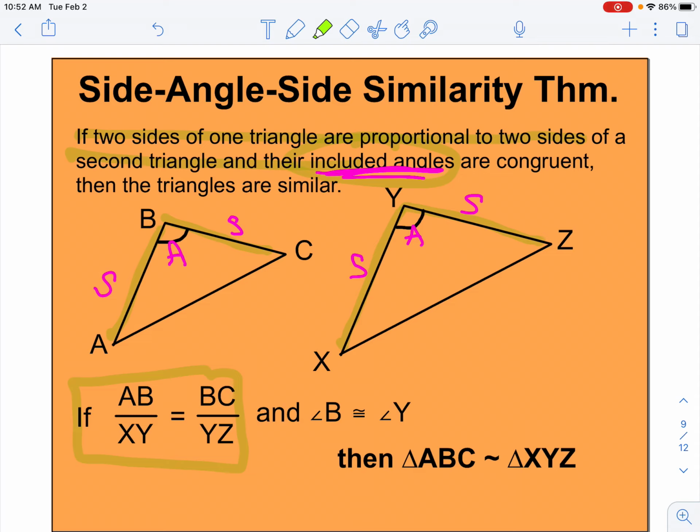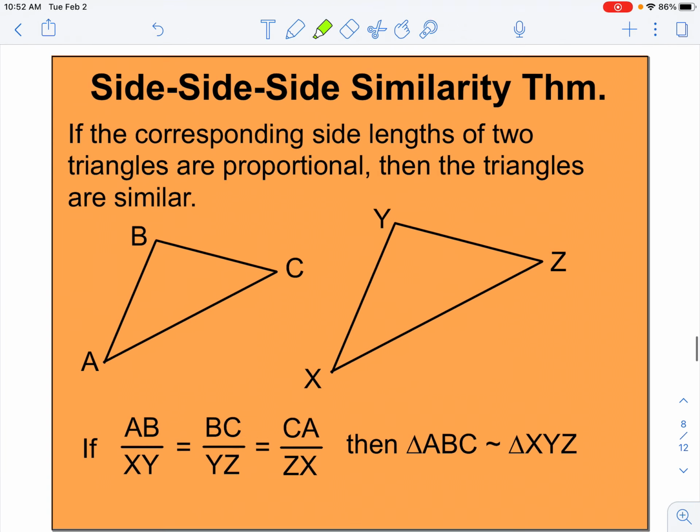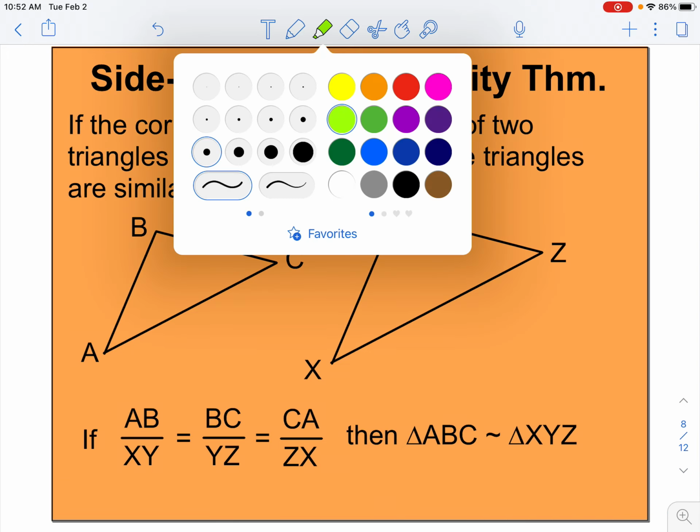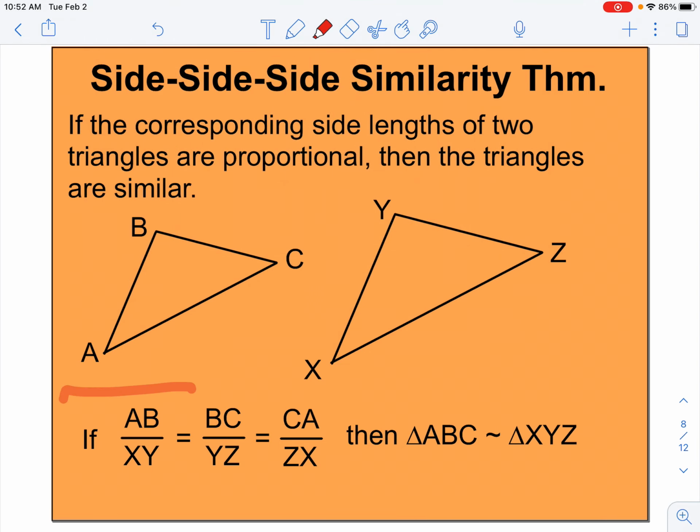And again, once we know that two triangles are similar, obviously we're going to know the other two corresponding angles will be congruent, and the third side will also be in the same proportion as the other two. Let's back up a little bit. There is a third side similarity theorem. It says if the corresponding side lengths of two triangles are proportional, then the triangles are similar. So the difference in this one is you have to have all three sides proportional.